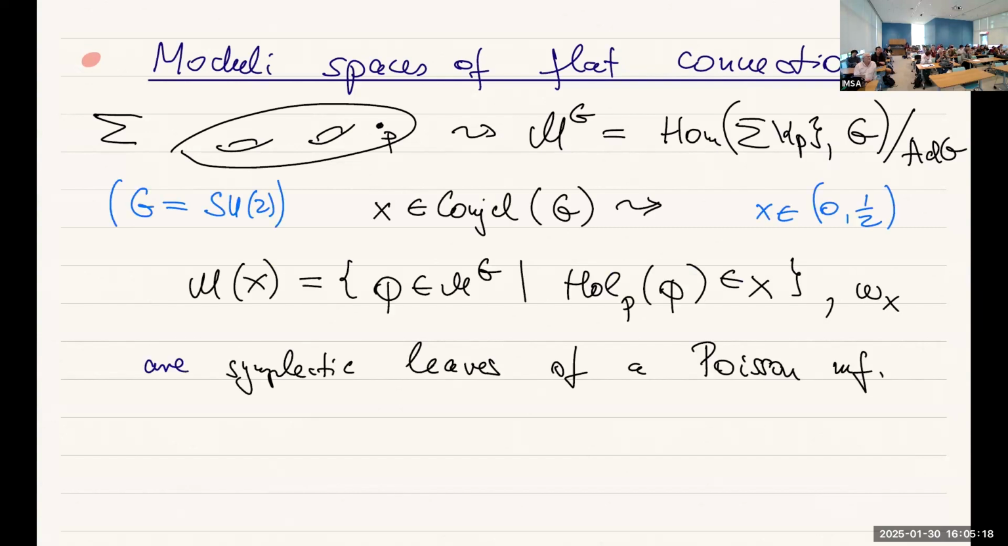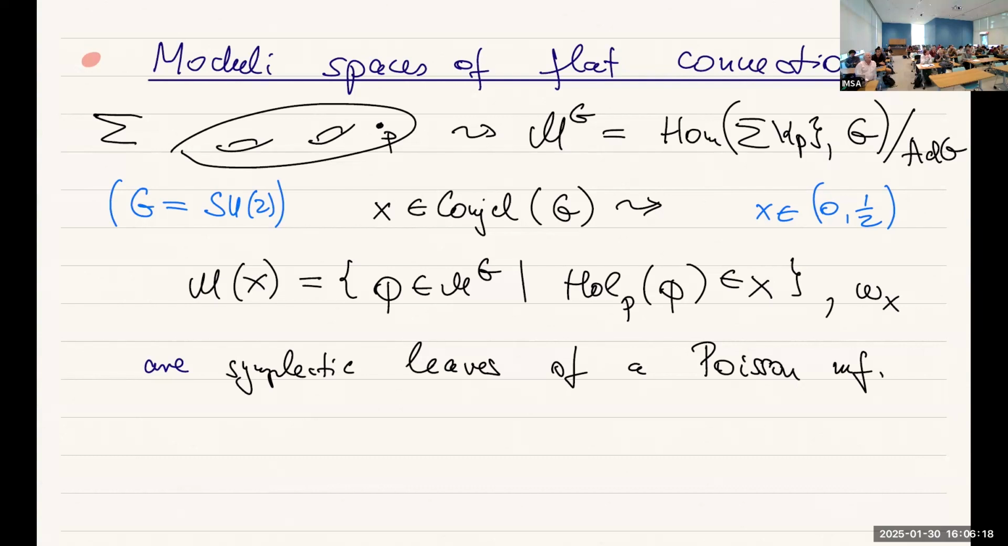And so then, as usual, I will take a conjugacy class of the group. In fact, our work is really conclusive only for SU(2), for rank 2. In that case, the non-degenerate conjugacy classes can be parameterized by some real number between 0 and 1/2. But in general, for now, we take a conjugacy class, and then we can look at the moduli space now with restricted holonomy along that point. So I look at M_X now, which is just those flat connections on the punctured Riemann surface whose holonomy around the point P is in this conjugacy class.